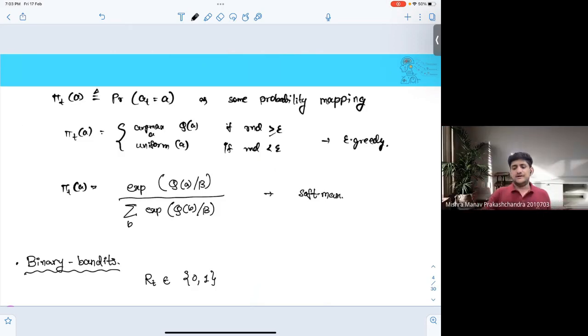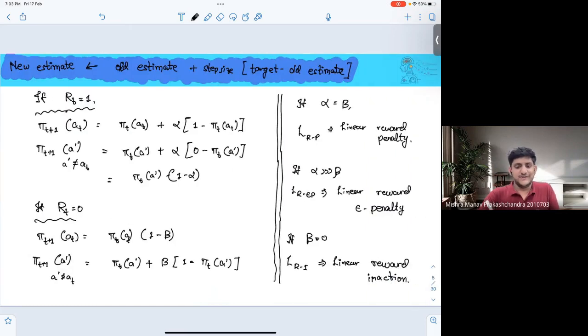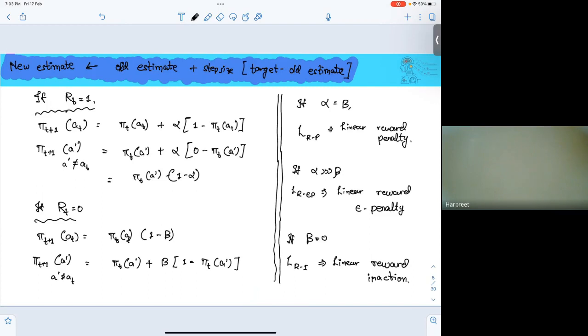Okay. So notice here, if R t is equal to 1, if that particular arm is selected, if I select arm a t, I get a reward, which is a positive reward. And for all other arms a prime, which are not equal to a t, I get this reward update. So it is independent of the number of actions that I have. So you are updating the probability of a specific action only in either case.